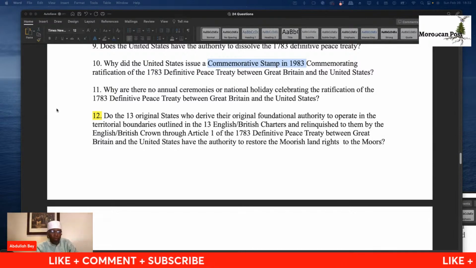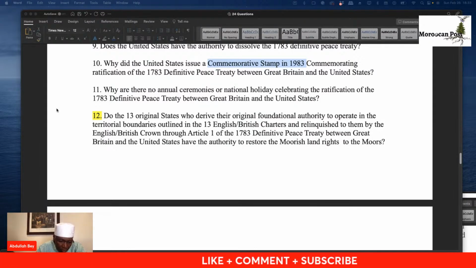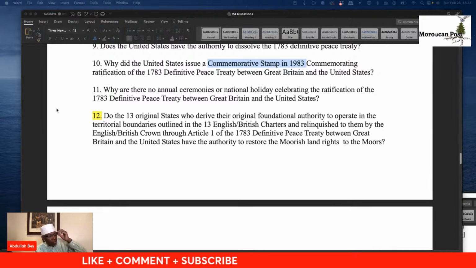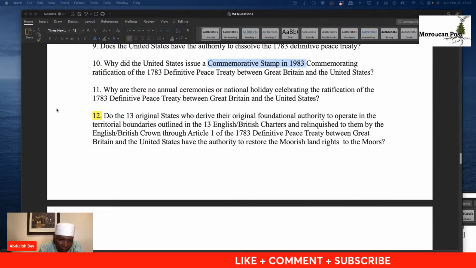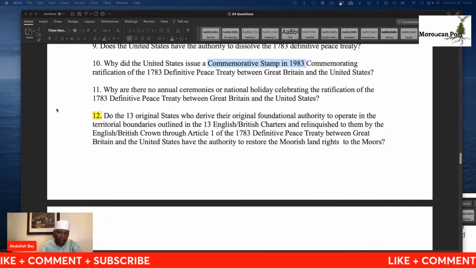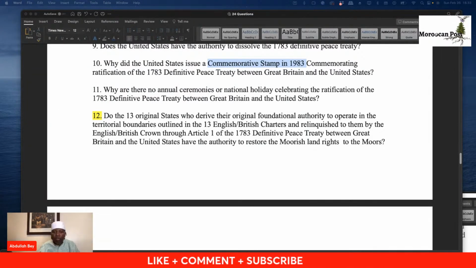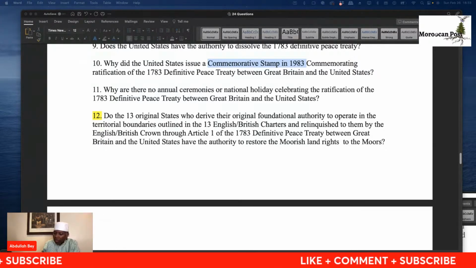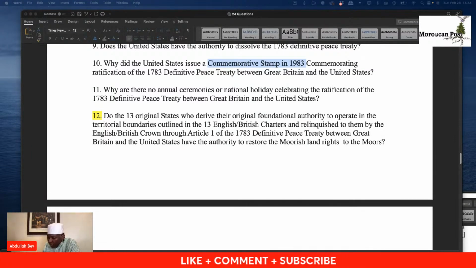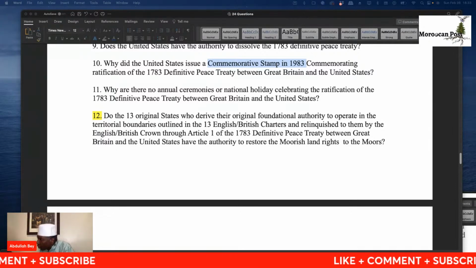All right, no. New York State, North Carolina State, Commonwealth of Virginia, Commonwealth of Pennsylvania, Georgia State, Rhode Island State, Massachusetts State, Vermont State, Maryland State, Delaware State, none of the parent bodies, as well as, of course, the children of the parent bodies, the other states, have any authority. New York State does not have authority to sit down with the Moors to negotiate land rights to the Moors.